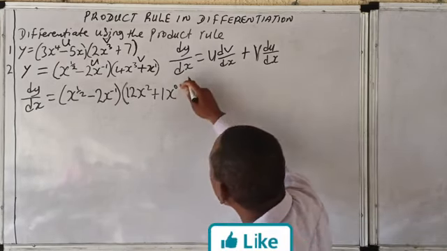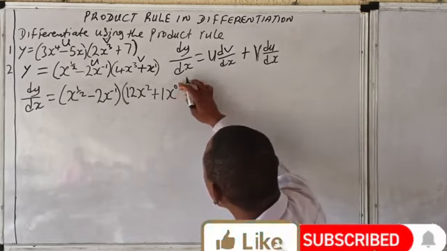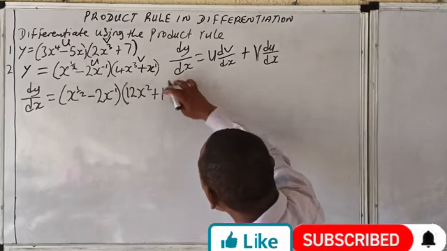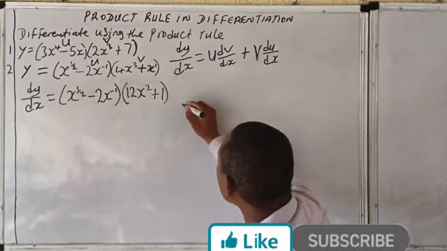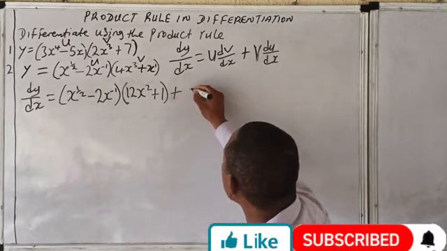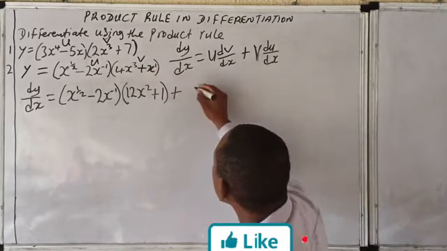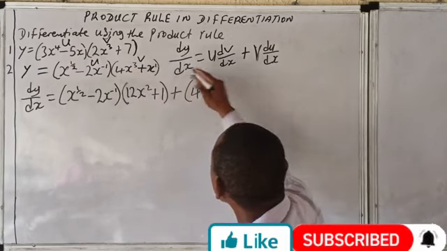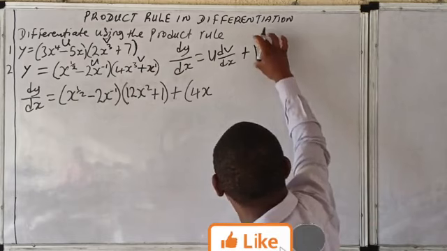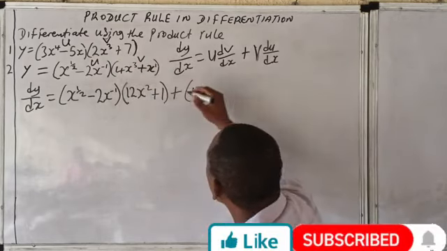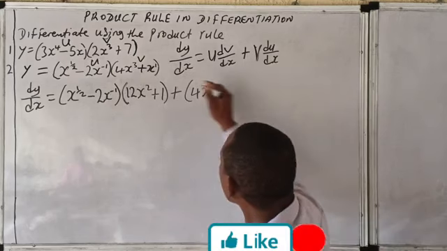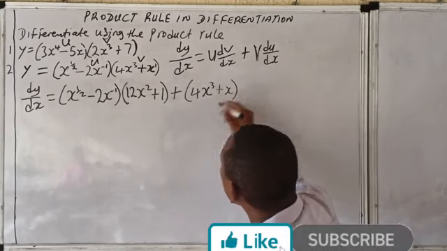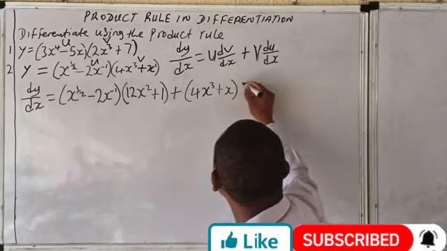Anything raised to power 0 is 1. So x raised to power 0 is 1. So 1 times 1 is still 1. So we'll leave it like this. Then you bring your plus, pick v. You are just picking v the way it is. So I'll pick this thing. Plus x. Now I'll have to differentiate this.